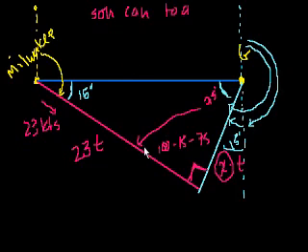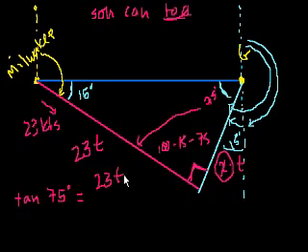So what deals with opposite and adjacent? Well, that's tangent, right? TOA. So the tangent of 75 degrees is going to be equal to the opposite side, 23t, over the adjacent side. That's this side, right? Opposite over adjacent, xt. Well, the t's cancel out.